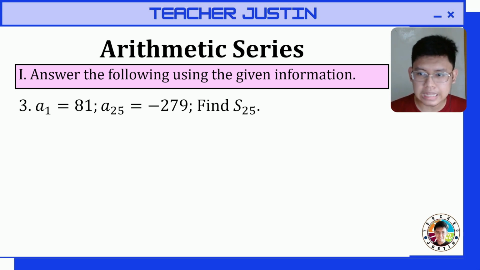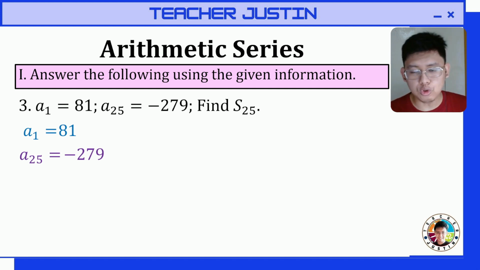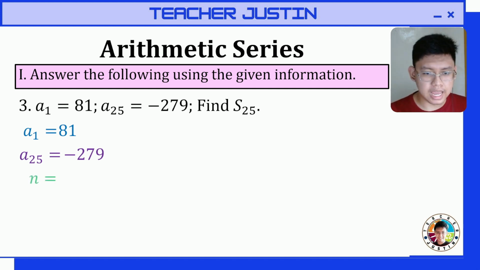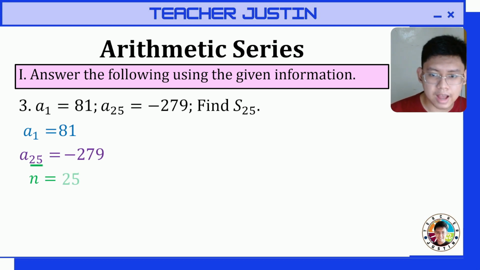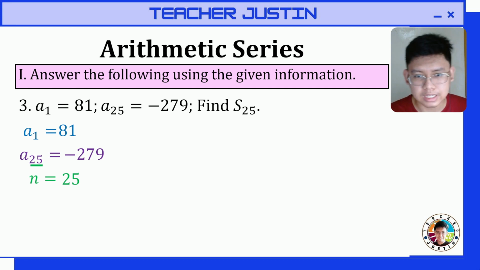Alright, let's solve for the arithmetic series of this sequence. So, let's find the sum of the first 25 terms of this arithmetic sequence. So, let's identify our given. We have the first term, which is 81, and we have the 25th term, which is negative 279. So, our n, the number of terms that we're going to add, will be 25. So, we have 25 terms that we have to add for this arithmetic sequence.